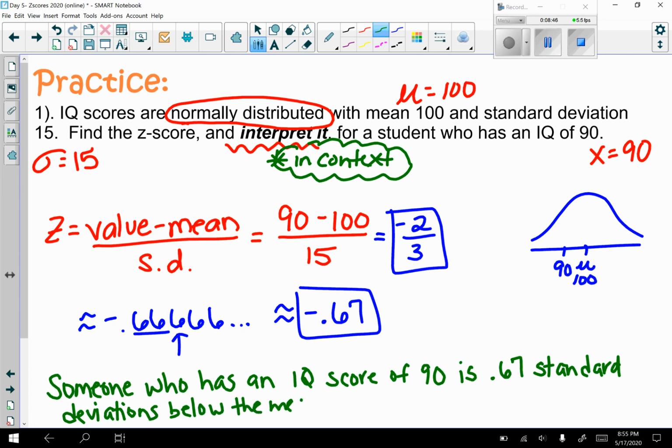And now notice I did not use the negative in my explanation. I put a 0.67 and then I used the word below. If it had been a positive, I would have put above the mean. Let's take a look at number 2.